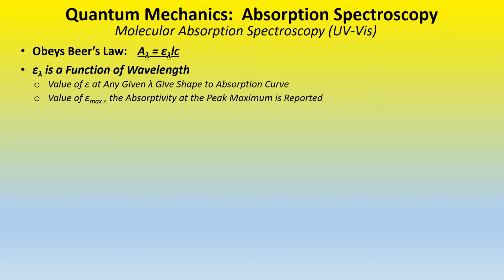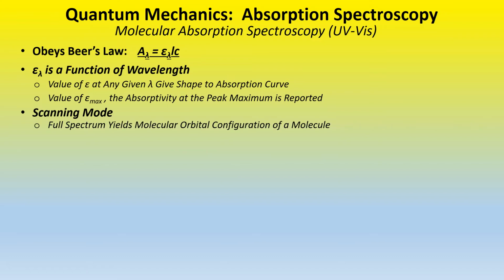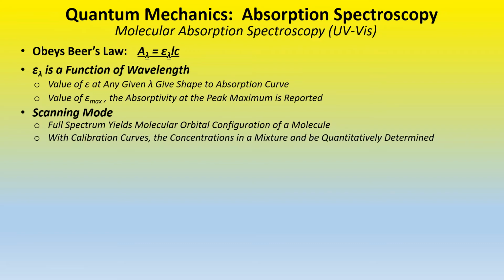UV-Vis spectroscopy can be run in one of two ways. It can be run in scanning mode. In this case, a full spectrum yields molecular orbital configurations of a molecule. And if one prepares a calibration curve, the concentration of various parts of a mixture in solution can be quantitatively determined. Because if you remember, Beer's law is additive.